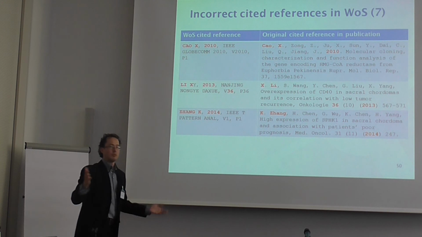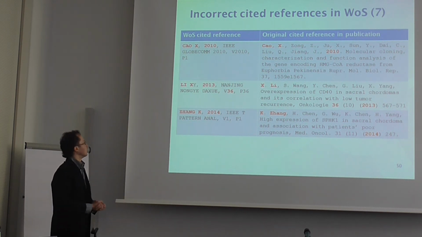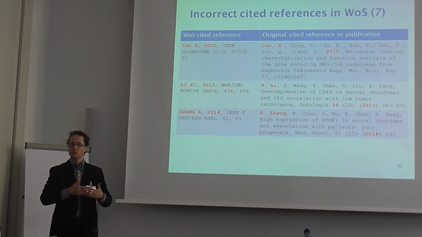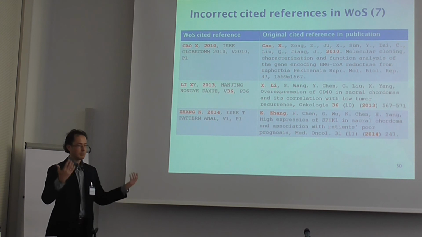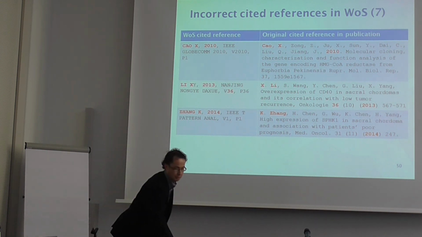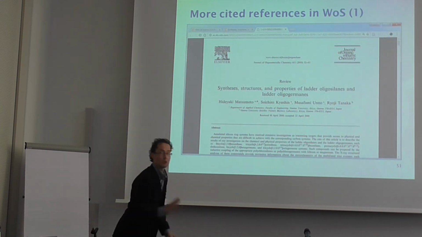And we think this is a serious problem, because this is provided as raw data. So this is all we see in the Web of Science database. And apparently we cannot completely trust this. It's not completely wrong.